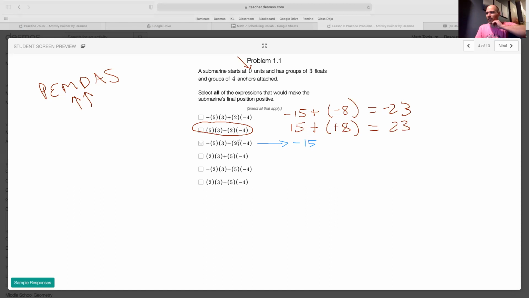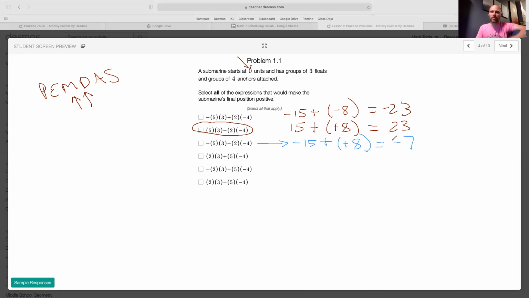So the next thing I see is a minus sign. And then I see 2 times negative 4, which is negative 8. Well, minus a negative is the same as adding a positive. So this is negative 15 plus 8. I mean, we went in the positive direction, but we're still negative.